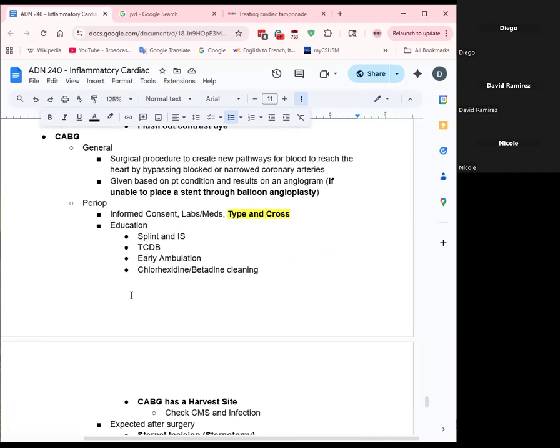So your peri-op for that: informed consent, since it's invasive. Type and cross, because if they're at risk for bleeding out, you're going to want to make sure their blood is ready in case they need emergency blood. You're going to want them to have large bore IVs for blood transfusion, just in case. And keep in mind, someone going through a CABG is going to end up in the ICU for follow-up care before getting downgraded.